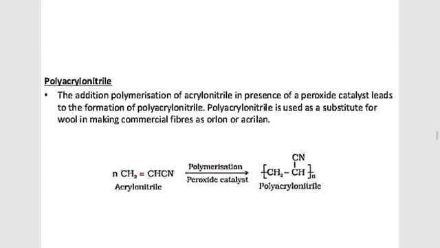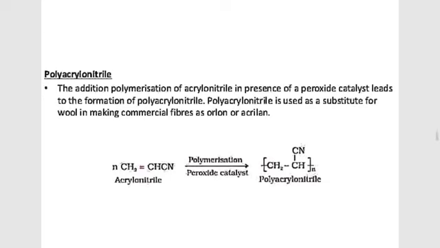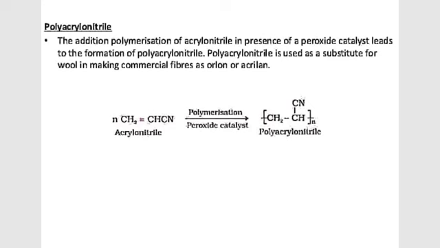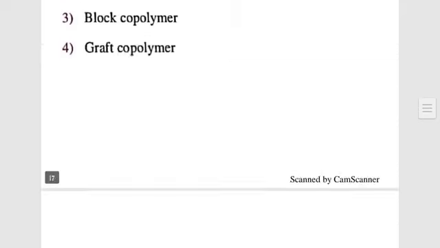Another example is polyacrylonitrile, PAN, also called Orlon or Acrilan, and it's obtained from acrylonitrile, which is CH2 double bond CHCN, also called vinyl cyanide. In IUPAC name it's propenenitrile. So CH2 double bond CHCN, on polymerization gives (CH2CHCN) n times. This is polyacrylonitrile. It is a substitute for wool. It's an artificial wool. So this is an addition polymer.